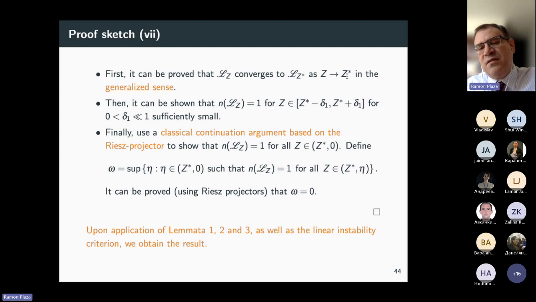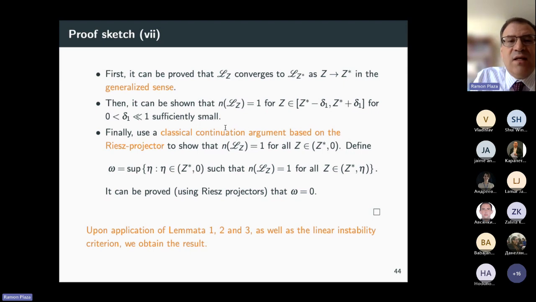So this means, in the graph sense, the distance of the graph goes to 0. Now you can show actually that the index is equal to 1 for Z in a perturbed neighborhood of Z star for delta 1 sufficiently small.